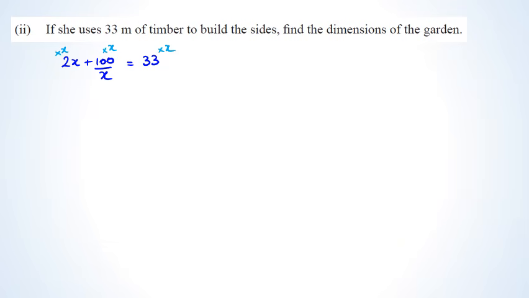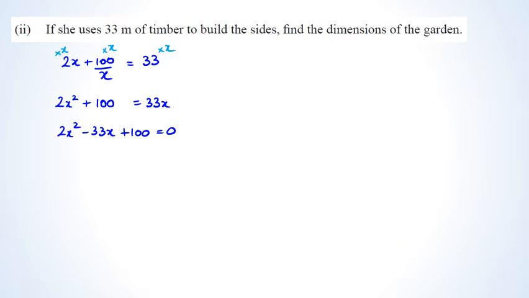And when I multiply every term by x, I've got 2x times x, which is going to equal 2x squared. 100 over x multiplied by x is just going to become 100. 33 times x is going to become 33x. And what you should see is you've got a quadratic that you can actually rearrange. So you're going to get 2x squared minus 33x plus 100 is equal to 0.